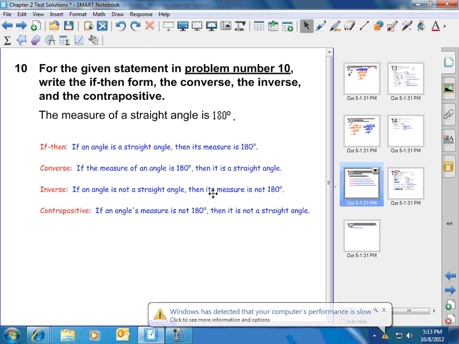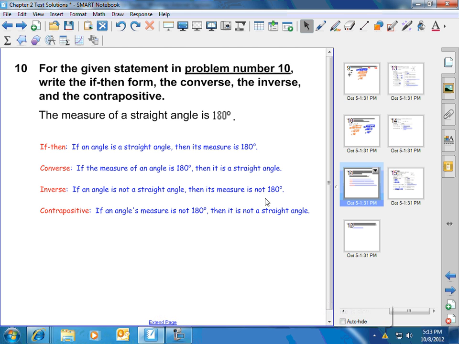And there's a couple ways you can build your contrapositive. You can take your inverse and reverse it. The contrapositive is the reverse, or the converse, of the inverse. So then its measure is not 180 becomes your if statement. If an angle's measure is not 180, then your if part becomes your then: it is not a straight angle. Or I could take my converse and negate it. All right, so that's number 10.